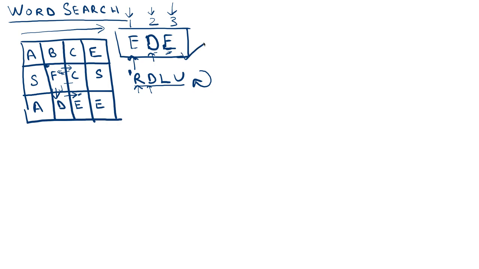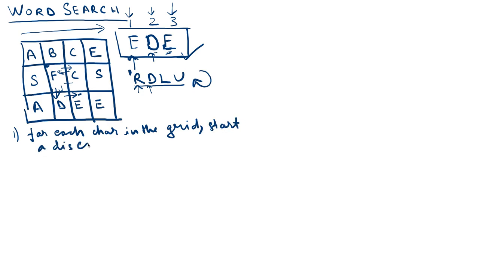So now let me just put down this process that we have just now discussed in words. So what we do is, for each character in the grid, we start a discovery process. So we saw what a discovery process is, and we are going to write it down as well.